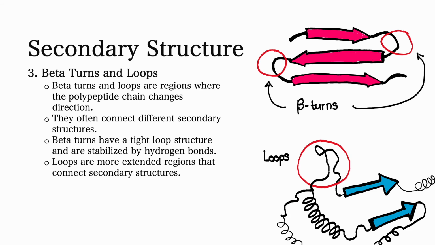There are also beta turns and loops. Beta turns and loops are regions in the polypeptide chain that change direction. They often connect different secondary structures together. Beta turns have a tight loop structure and are stabilized by hydrogen bonds as well. And loops are more extended regions that connect secondary structures.